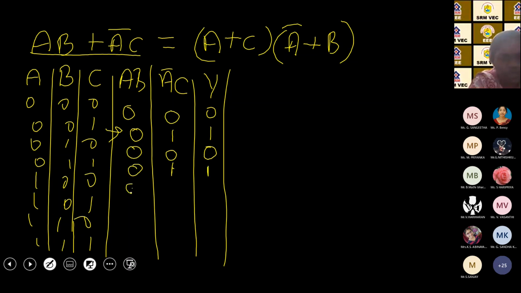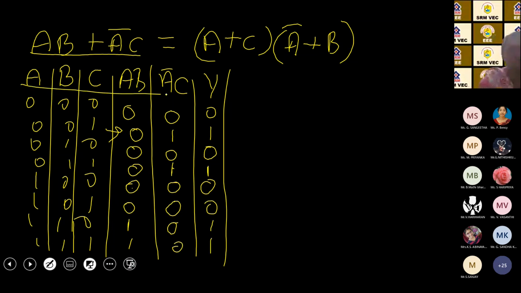Next is AB, 0, and then A bar is going to be 0. We know that during the AND operation, if any one input is 0, then the output is 0. For this, 1 into 0 is 0, and A bar C is 0, then it is 0. Next for AB, AB is 1, but for A bar C, C is 0, so it is 1. And next AB is 1, A bar is 0, then it is 1. So this is this side's truth table, right?